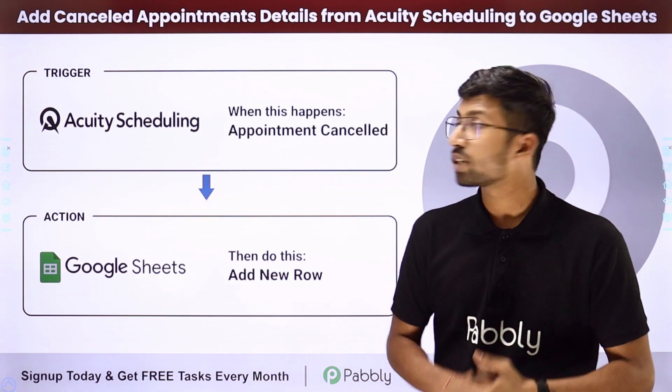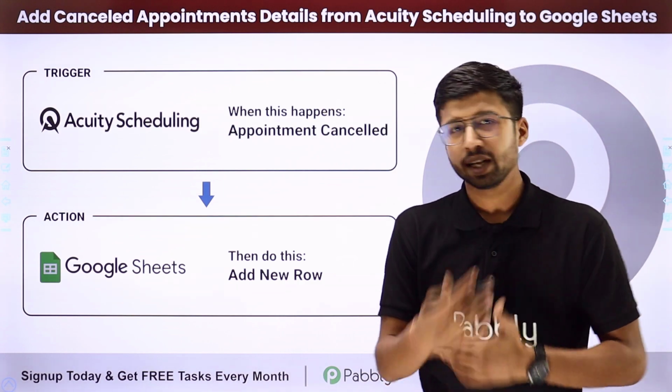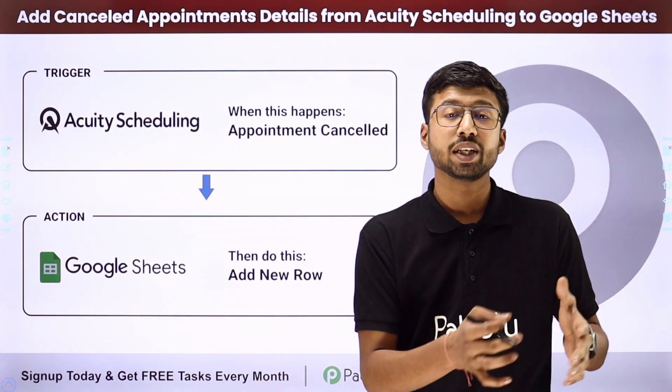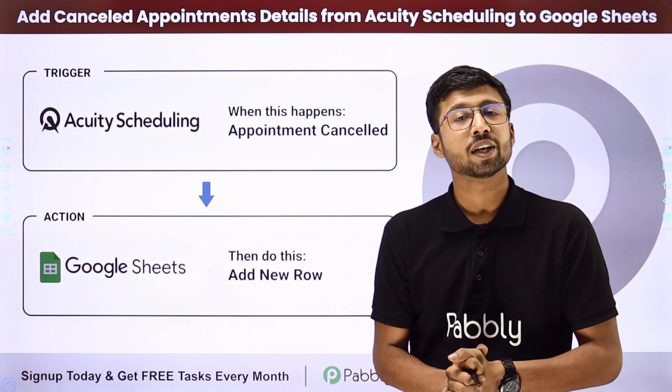So in this video, we are going to learn how to add cancelled appointment details from Acuity Scheduling to Google Sheet. Now suppose guys, if you're using Acuity Scheduling to schedule some appointments or get appointments from your customers, this automation is going to help you a lot.